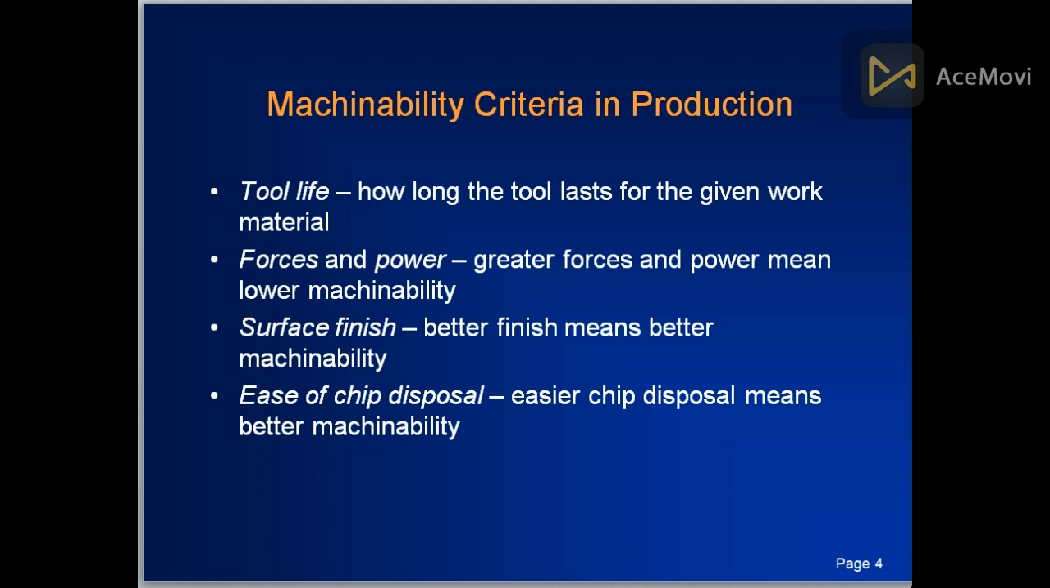Machinability criteria in production. There are different criteria. First of all, tool life, that is how long the tool lasts for a given work material. Forces and power. Greater forces and power mean lower machinability. If there are greater forces and power, more time is required for machining. It has low machinability. Surface finish. Better finish means better machinability. For a better surface finish, more machining is required. Ease of chip disposal. Easier chip disposal means better machinability. These are some criteria for the machinability in production.